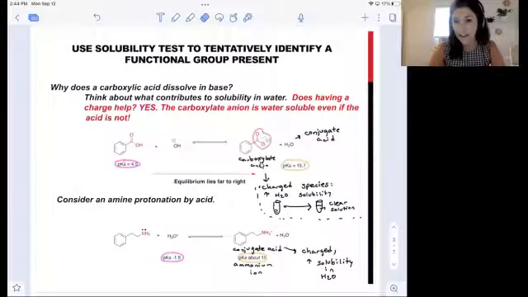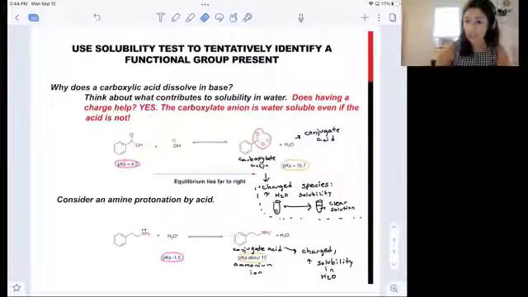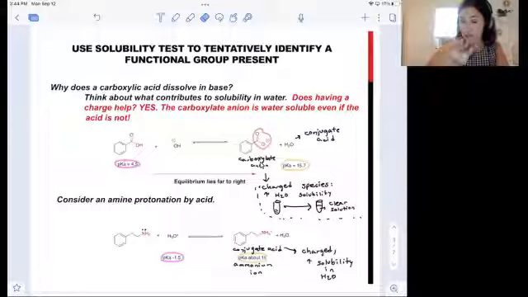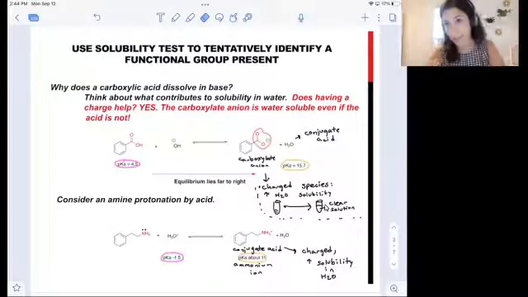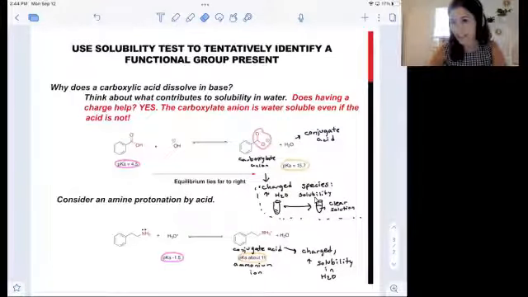Notice that the anion has charge. Relatively speaking, charged organic molecules have much better water solubility. So if I were to form this carboxylate anion, I would expect to observe a clear single layer solution, indicating that I have reacted and thus dissolved my molecule into the aqueous solution.